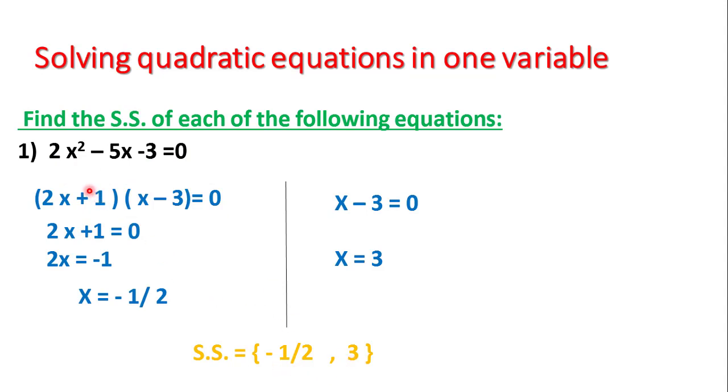You will substitute each x by 3, so this one will be 9, and here it will be 5 times x. X here is 3. So it will be 2 times 9, which is 18, minus 5 times 3, which is 15. So 18 minus 15 equals 3. 3 minus 3 equals 0. So this is how to check your answer if it's true or not.